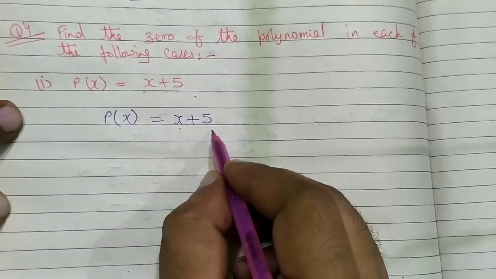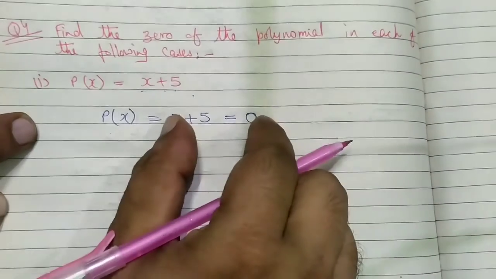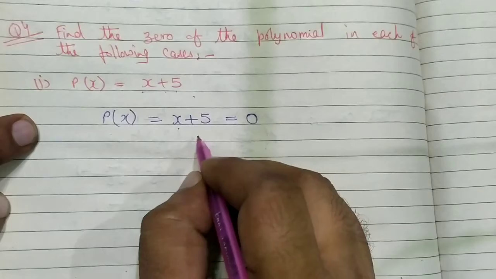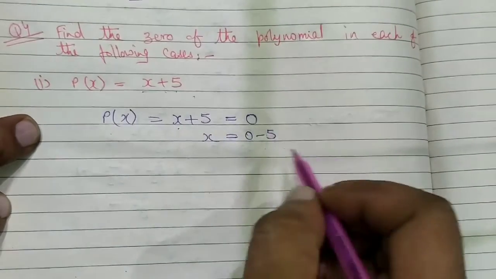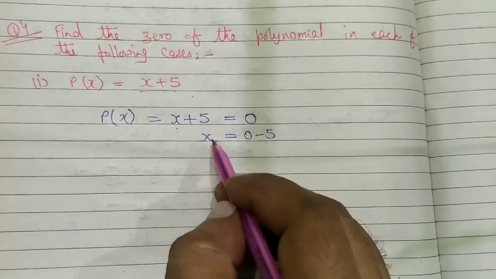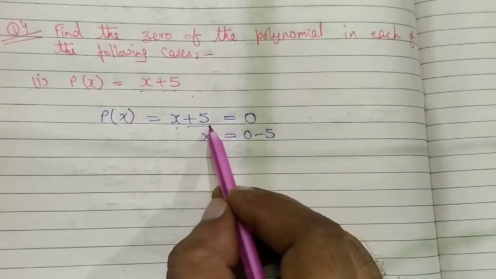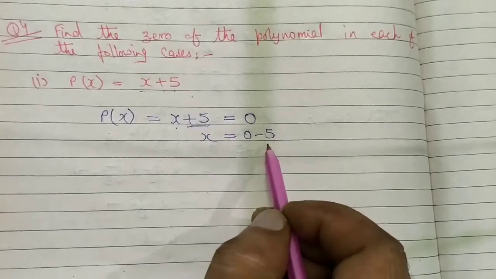Now x plus 5 is p(x), and we should know that it is equal to 0. So we need to take this equation. So it is x plus 5 equal to 0, and if we need to find the value of x, we need to keep all the other numbers on the right side and keep the x on the left side. So we are transposing it to the right side. It is plus 5, so it will be minus 5 here.